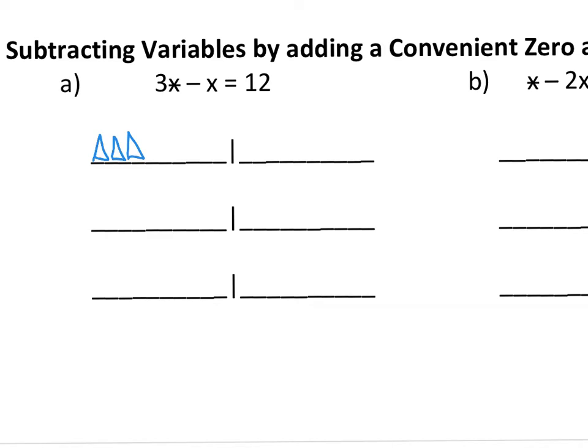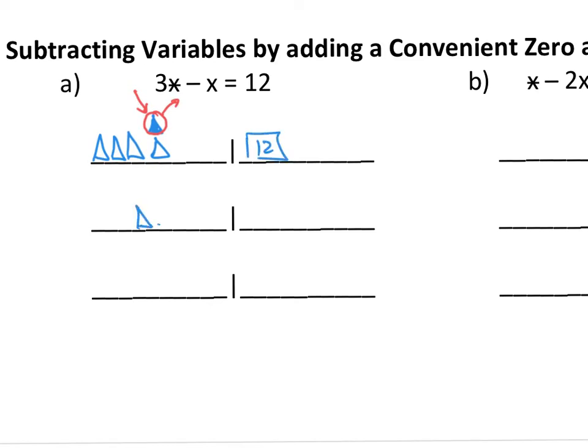We need to remove an x, so we're going to add a blue pawn and white pawn. Remember, they are equivalent to each other. Sorry, I shouldn't fill that guy in. They're equivalent to each other, so that's really like adding a 0. And then I'm going to take away the x. And on the right, I have 12.